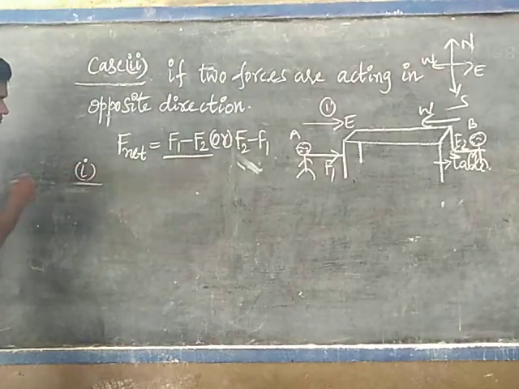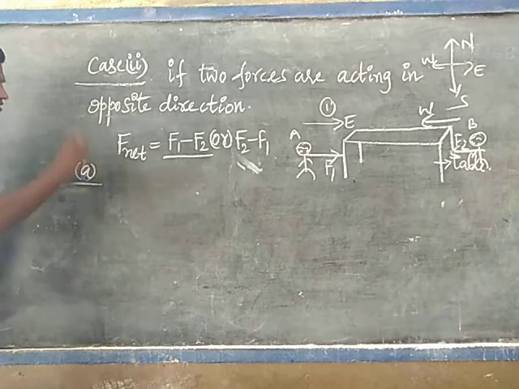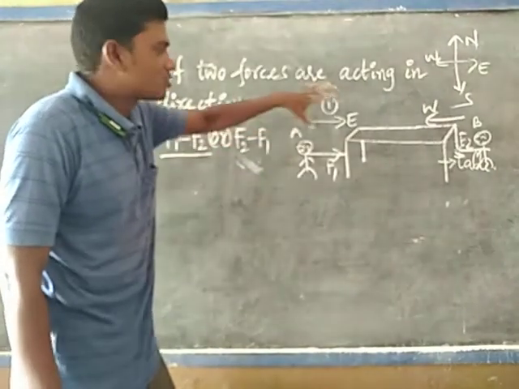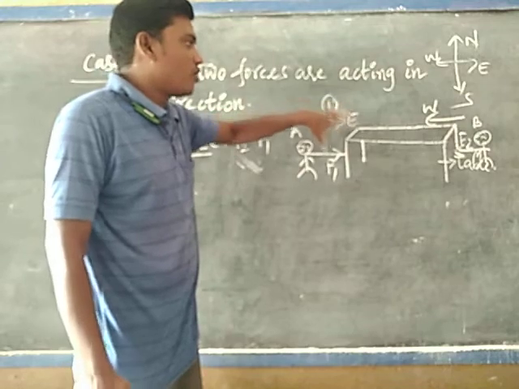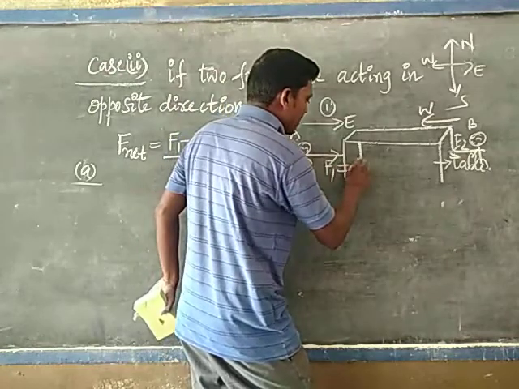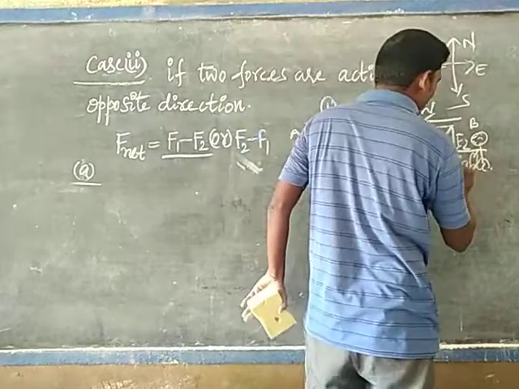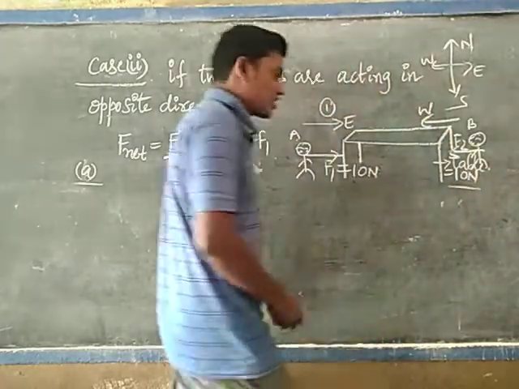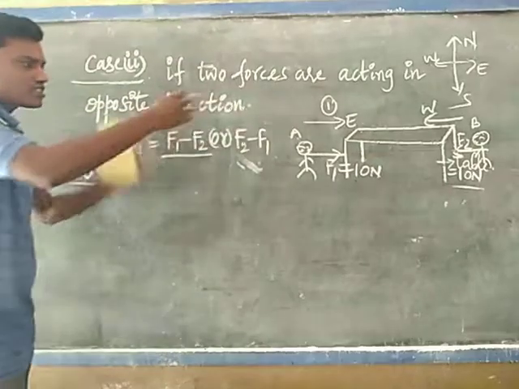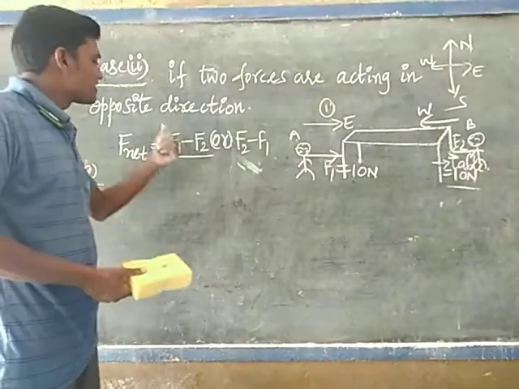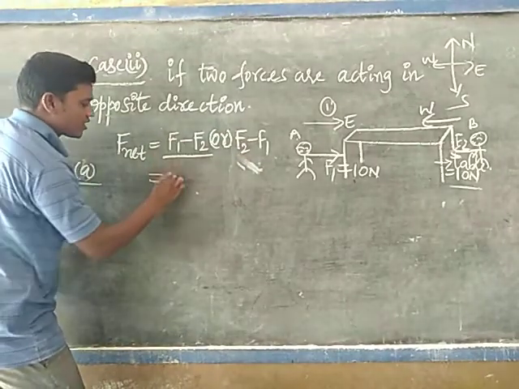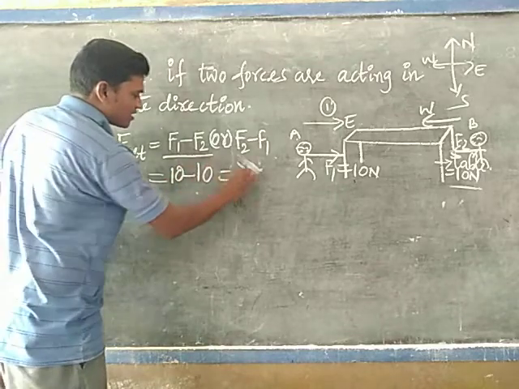First one, case A. What is the first one? A and B, the two persons, push the table in opposite direction with equal magnitude. Means A applies 10 Newton force, B also applies 10 Newton force. In which direction? A is towards the east, B is towards the west. Since the forces are the same, you can use either formula because the magnitude is the same. Then F1 is 10, F2 is 10. What is the value? 0.